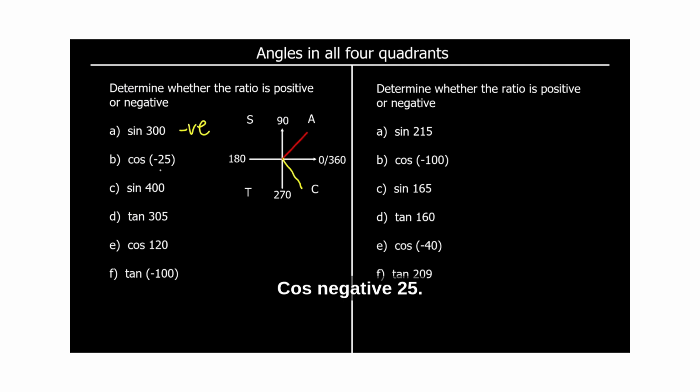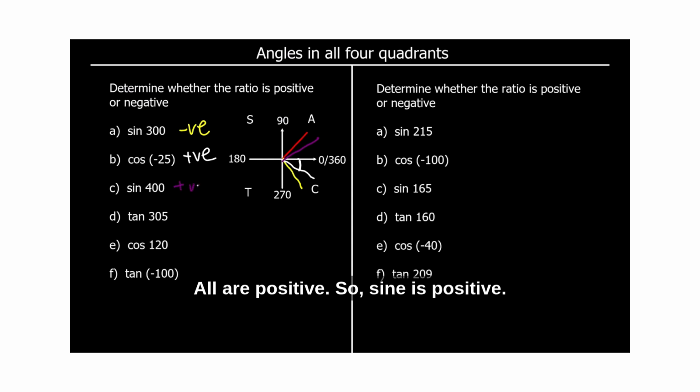Cos negative 25, backwards 25, that's here. And cos is positive. Sine 400. So sine 360, another 40, that's over here. All are positive, so sine is positive. Tan 305, so 305 is over here. Only cos is positive, so tan is negative.